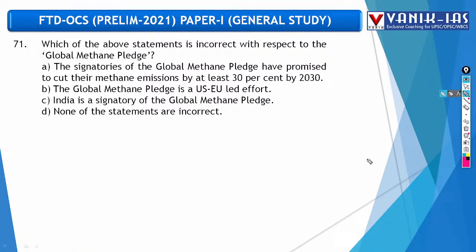Which of the above statements are incorrect with respect to the Global Methane Pledge? The signatories of the Global Methane Pledge have promised to cut their methane emissions by at least 30% by 2030. Yes, this is right. And the Global Methane Pledge is a US-EU led effort. This is also right. India is a signatory to the Global Methane Pledge? No, India is not a signatory. So C is the answer.